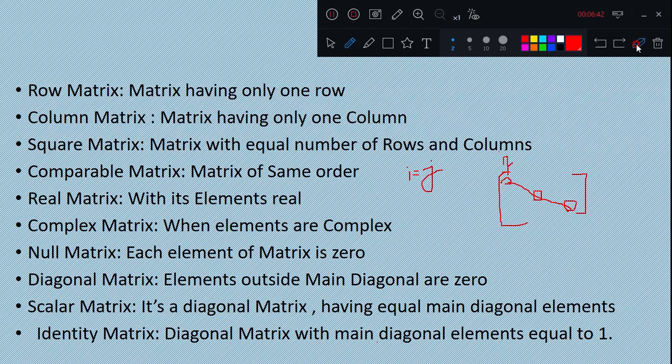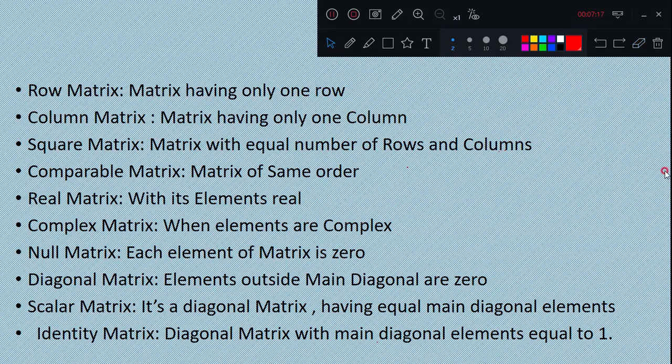Now what do we mean by a scalar matrix? A scalar matrix is a matrix in which the main diagonal elements are equal. That means if I have 1 here, I'll have 1 here, and I'll have 1 here. If I have 2 here, I'll have 2 here, and I'll have 2 here. Now identity matrix. An identity matrix is a matrix with main diagonal elements equal to 1. That means if I have 1 here, 1 here, and 1 here, then only can we term that particular matrix as an identity matrix.